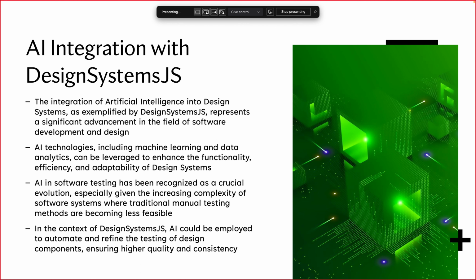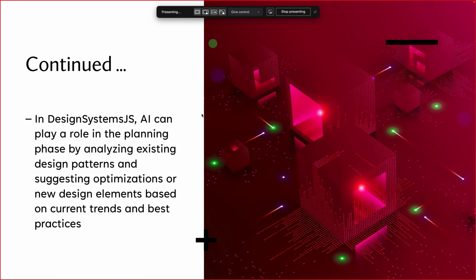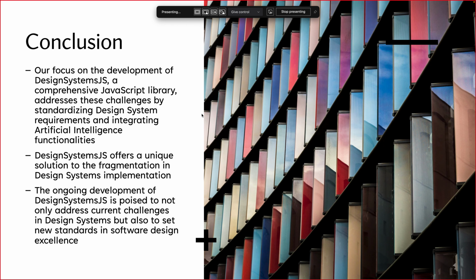AI in software testing has also been recognized as a crucial evolution, especially given the increasing complexity of software systems. AI can also be used to automate the testing of design components, ensuring higher quality and consistency. Lastly, as evident from my research, AI can play a role in the planning phase by analyzing existing design patterns and suggesting optimizations or new design elements based on current trends and best practices.